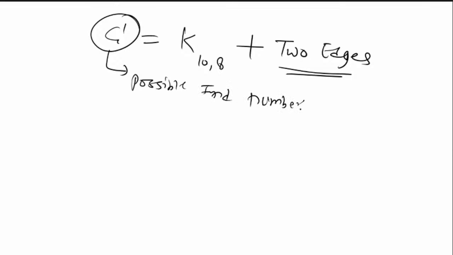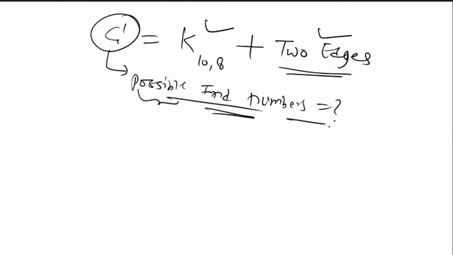What are the possible independence numbers of G dash? Try this question. Remember, in this graph they are adding two edges, but we don't know where they are adding these two edges, whether in the bigger partition, or in the smaller partition, or one in the bigger partition and another in the smaller partition. So you can see there will be three cases. So he is asking what are the possible independence numbers.